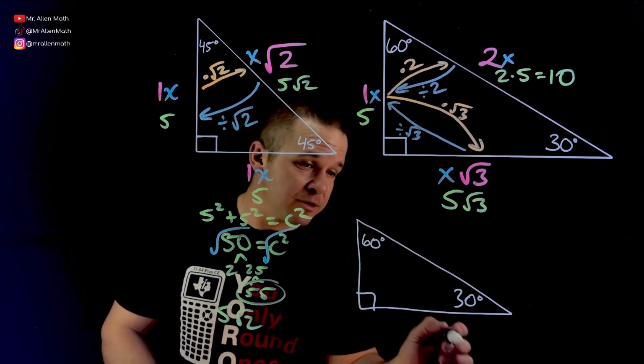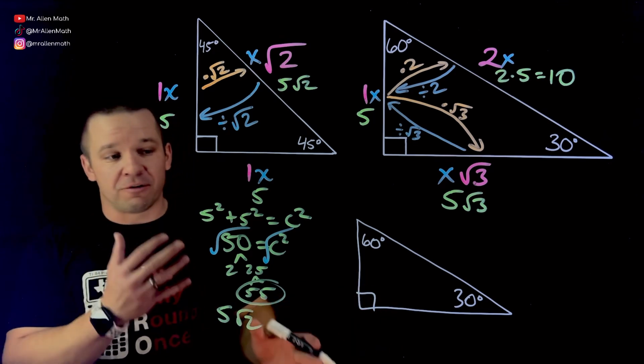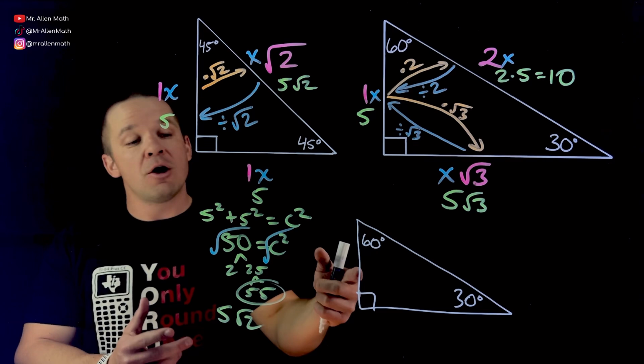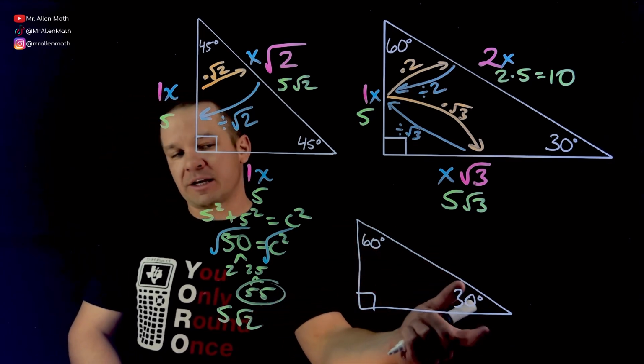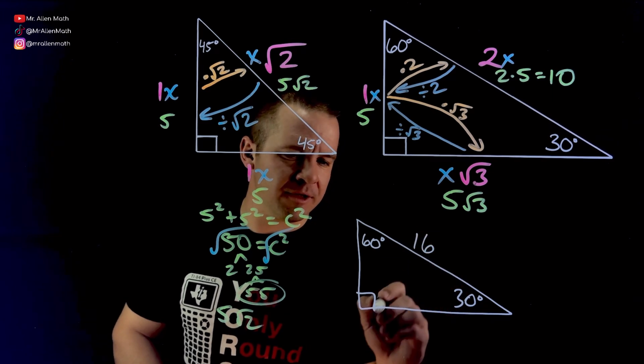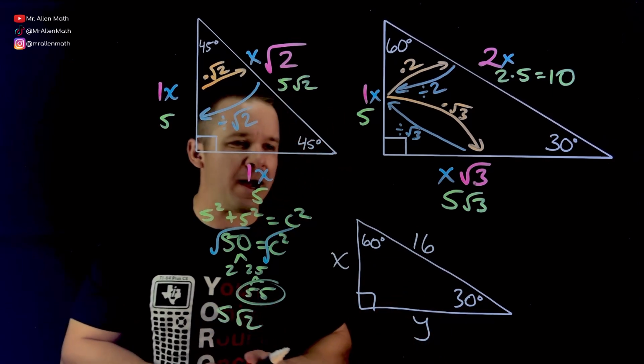Sometimes we give you both angles. Sometimes we only give you one, and then you have to figure out the other one based on having 30 degrees and a right angle. That guy has to be 60. Or if I have a 90 and a 60, I know that has to be 30. Let's say I've got 16 for this, and I got to solve for x, and I got to solve for y.